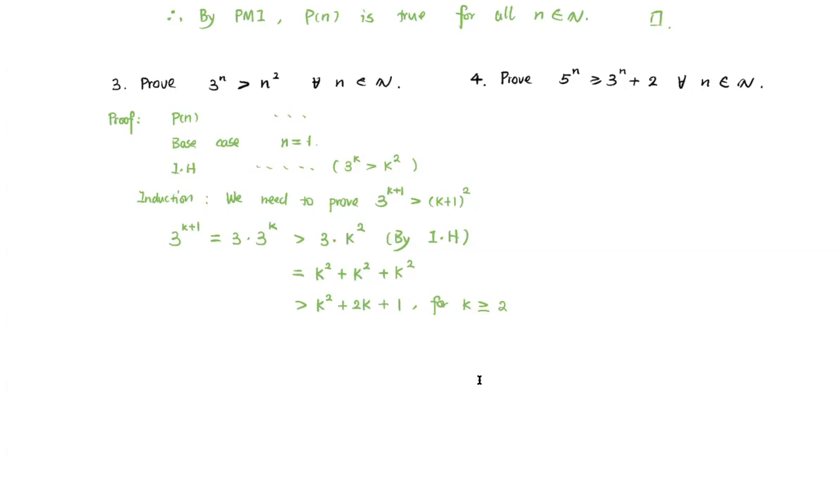Why is this, okay? This is because k squared is k times k, which is greater than or equal to 2k for k greater than or equal to 2, and k squared is k times k, which is strictly greater than 1 for k greater than or equal to 2. This is the reason, okay?